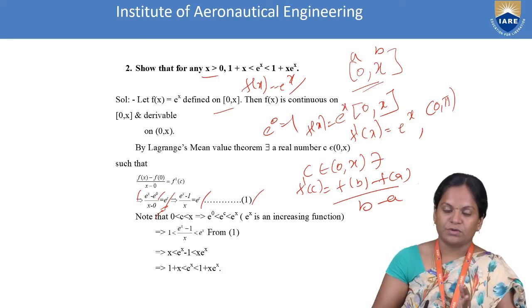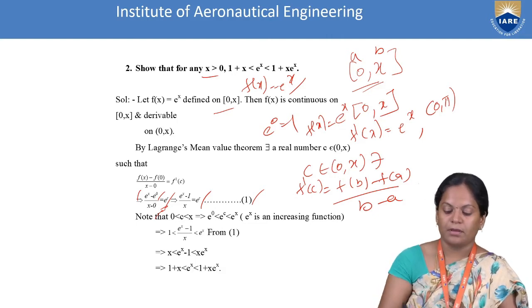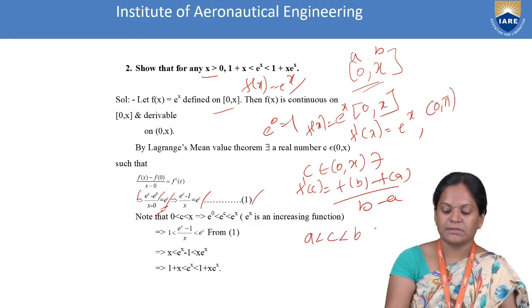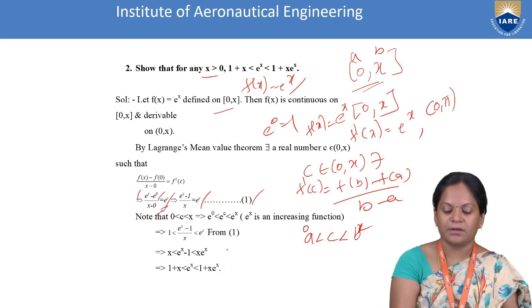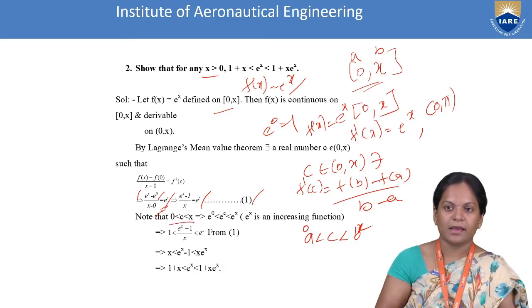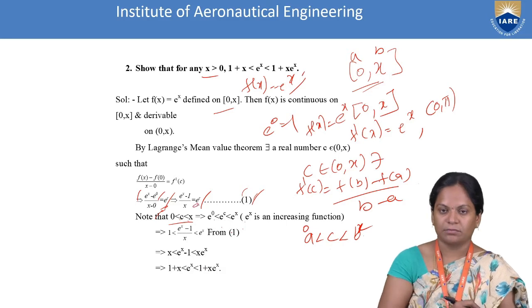Now take the condition. Which condition? Here c must lie in between a and b: a less than c less than b. a is here 0, b is here x. So I'm writing here 0 less than c less than x. Now for equation 1, we have to take the exponentials of the 3 terms. So e power 0 less than e power c less than e power x. To get the inequality, we have to take the e power c term. e power c we know.